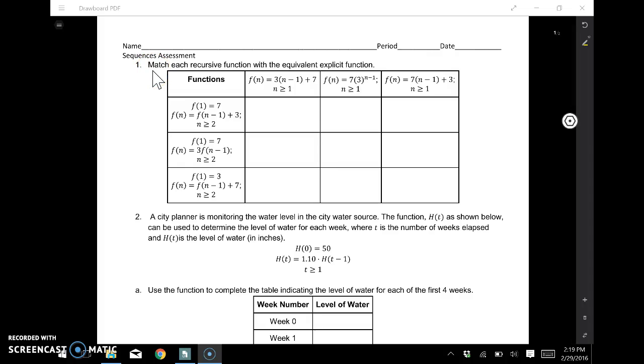Hey guys, so I'm going to go over the test from last week. Make sure you fill out your test correction forms before you can sign up to do a makeup test.